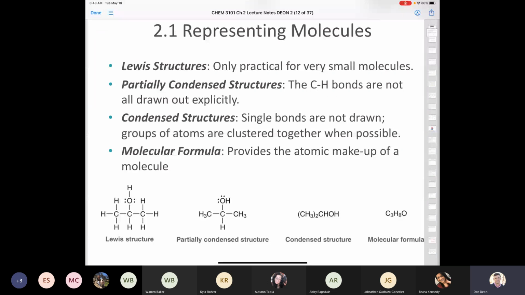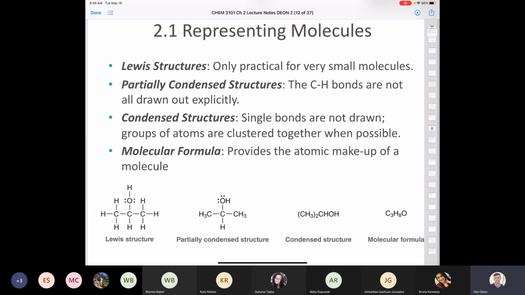We covered these in Chapter 1. You also would have looked at Lewis structures quite extensively in General Chemistry 1. Lewis structures are great, but they're really only practical when we're dealing with small molecules. If you were to look up the molecular structure of many marketed drugs, let's say a prescription drug, many of them are just big molecules, and so it would be very difficult, or more time consuming, to represent them with Lewis structures. Partially condensed structures can help you get around some of that in that we don't show carbon-hydrogen bonds explicitly.